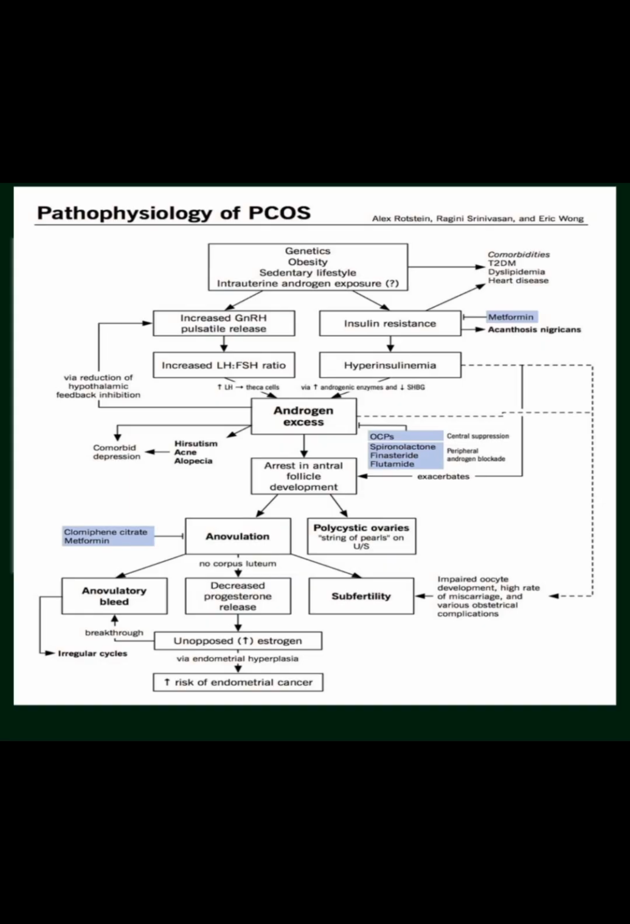Okay, so we're going to start with the first principle, which is increased gonadotrophin releasing hormone, released in a pulsatile form. That increase in gonadotrophin releasing hormone is going to cause an imbalance of production of luteinizing hormone and FSH. So the luteinizing hormone will be in a higher ratio. Most of the time it's 2 to 1, and sometimes even 3 to 1.